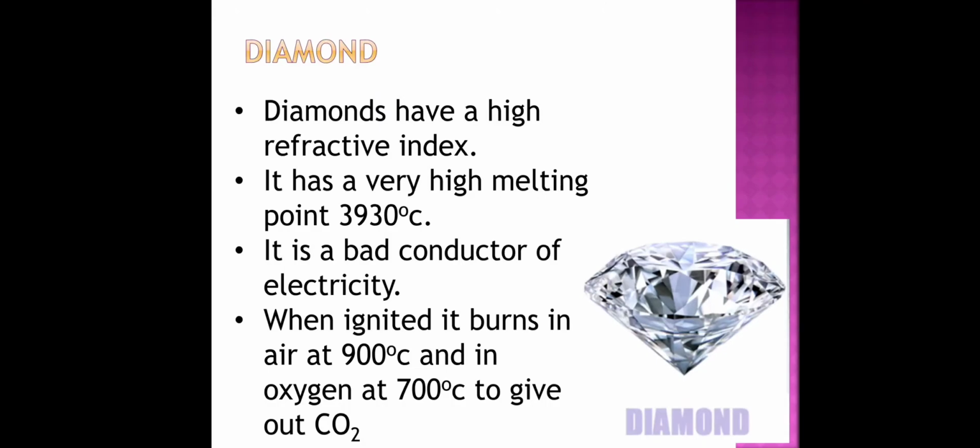Diamonds have a high refractive index. It has a very high melting point, that is 3930 degrees Celsius. It is a bad conductor of electricity. When ignited, it burns in air at 900 degrees Celsius and in oxygen at 700 degrees Celsius to give out carbon dioxide. We should know that diamond is nothing but carbon. Now diamond is a very strong substance, so it will take a high temperature for it to react with oxygen. If it is burnt in air at about 900 degrees Celsius or in oxygen at about 700 degrees Celsius, it will give out carbon dioxide.